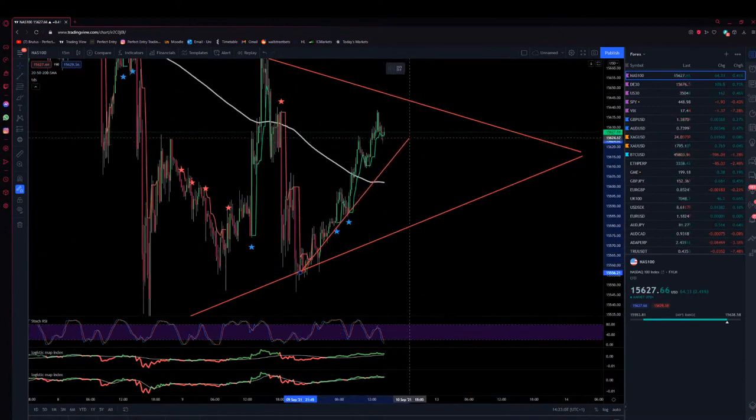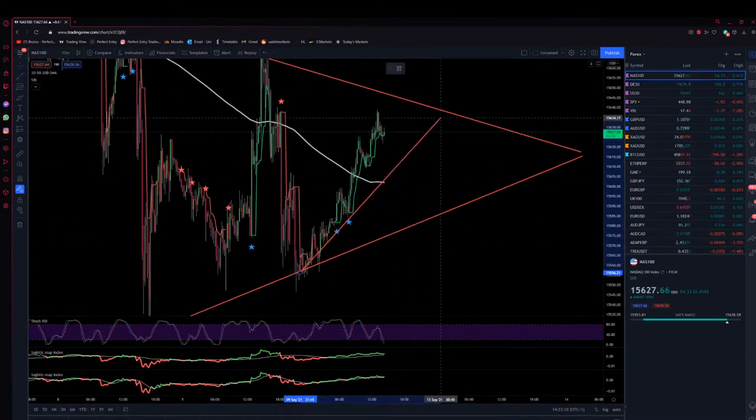And we've got this smaller trend line forming just here. So we'll be interested to see how the price responds to this.